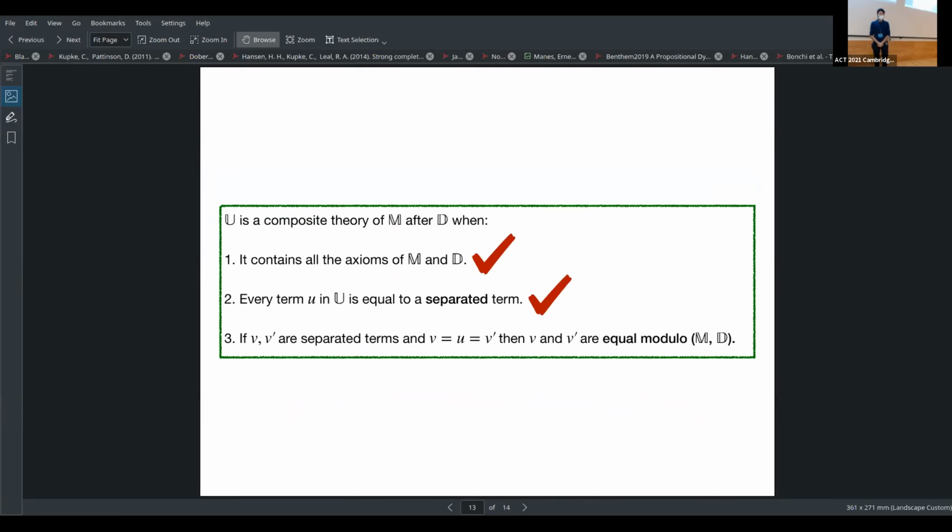yeah, and in fact, we think we have a proper proof that every term can be separated. You just need to do some simple induction. There's nothing too fancy going on there. Next slide.